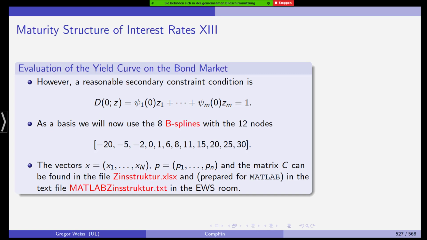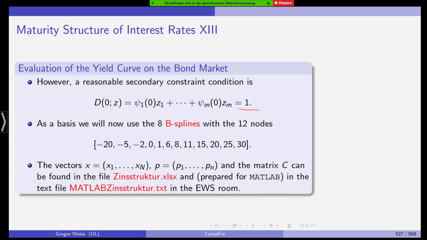We can also require that actually here in this case, if we insert 0 and Z, that this should be given by 1. And as a basis, we will use 8 B-splines with 12 nodes. And you can actually do this at home. You can use the Excel file Zinsstruktur. It's already prepared for MATLAB. And you have the MATLAB Zinsstruktur text file.